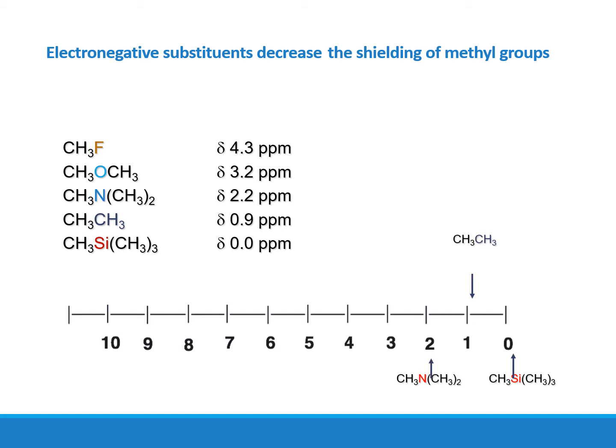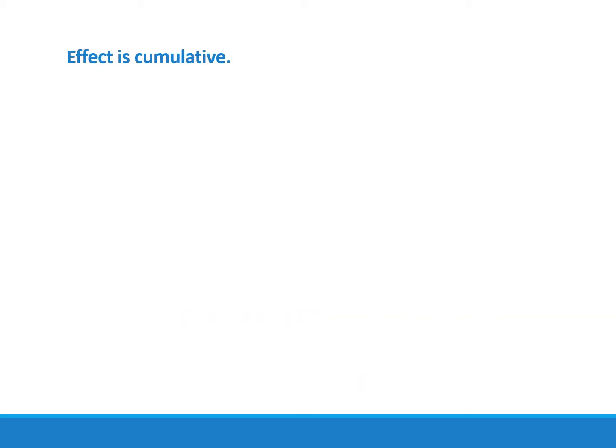So if you take a look, the carbon-carbon bond is less electronegative compared to the carbon-nitrogen bond. That's why the carbon-carbon bond has a chemical shift of less than one, whereas the carbon-nitrogen bond will have high electronegativity, so it appears to the left side of the chemical shift.